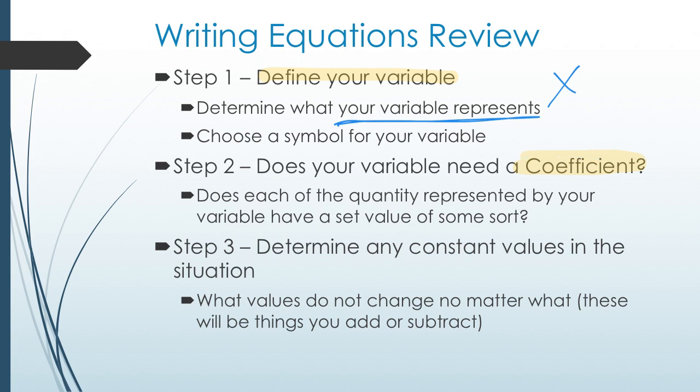Remember, coefficient is just a multiplier for your variable. It is also our rate of change in our slope-intercept format questions. So does each of the quantity represented by your variable have a set value of some sort? And then finally, we need to do step 3, determine any constant values in the situation. What values do not change? Remember, constants do not change. These are our numbers, no matter what. These are things you add or subtract. They're also what your equations can be equal to.